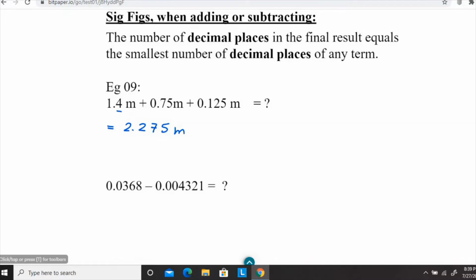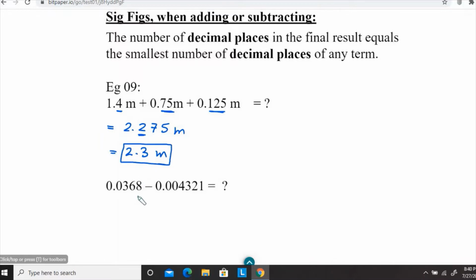Now, if you look at the decimal places of the original numbers that you add up, for the first term, you have only 1 decimal place. For the second term, you have only 2 decimal places. For the third term, you have 3 decimal places. So then you look at the smallest number of decimal places, which is just 1, and that should equal the decimal places of the final result. So we only consider up to this point. However, we need to round it off because this is 0.275. So when we round it up, we get 2.3 meters as the answer.